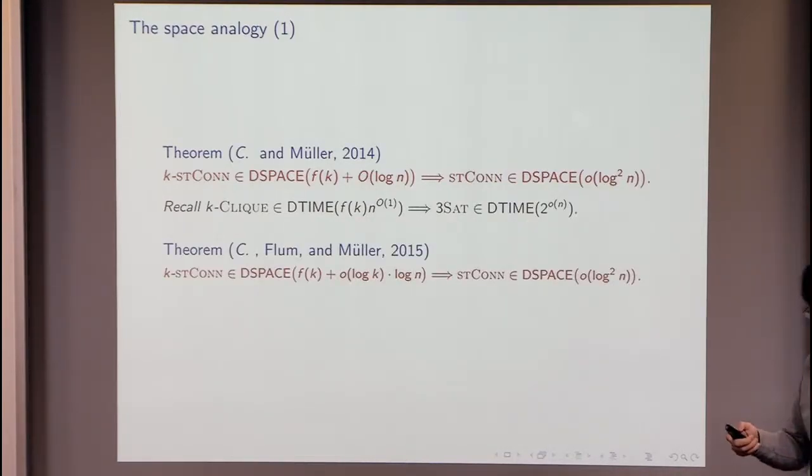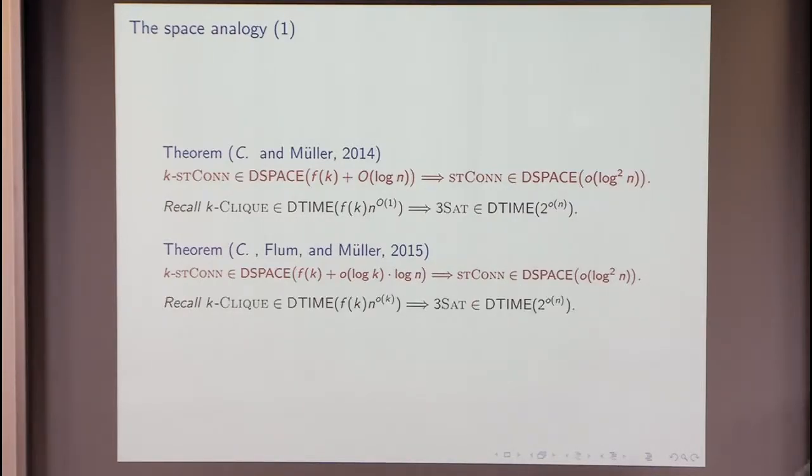If you go a little bit further, you can in fact weaken this assumption. We only need k-ST-con in space f of k plus little o of log k times log n. This assumption would already imply an algorithm improving Savitch's algorithm. Again, this is similar to the case of time: if you have k-clique in f of k times n to the little o of k, then already 3-SAT in sub-exponential time.